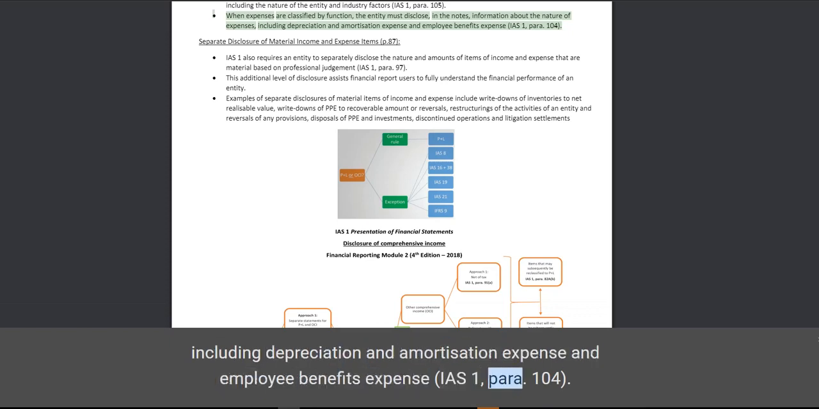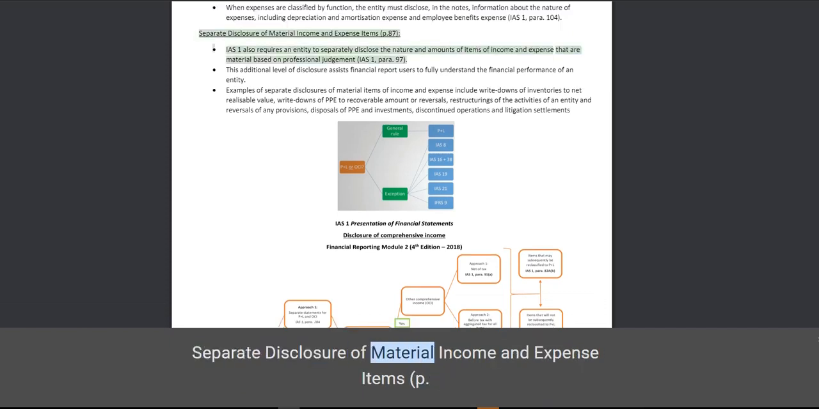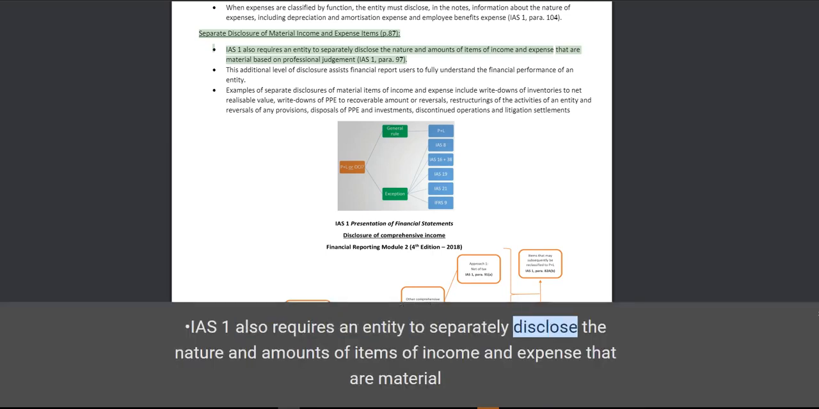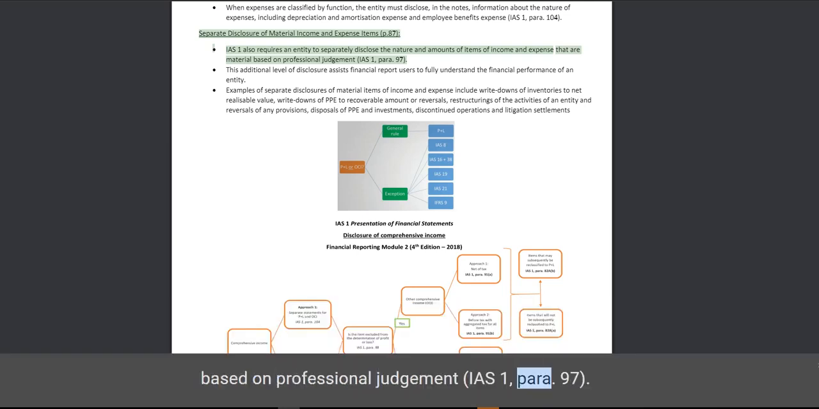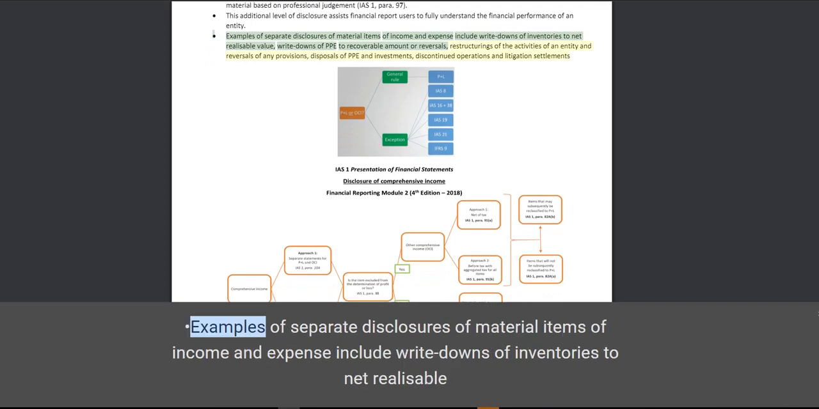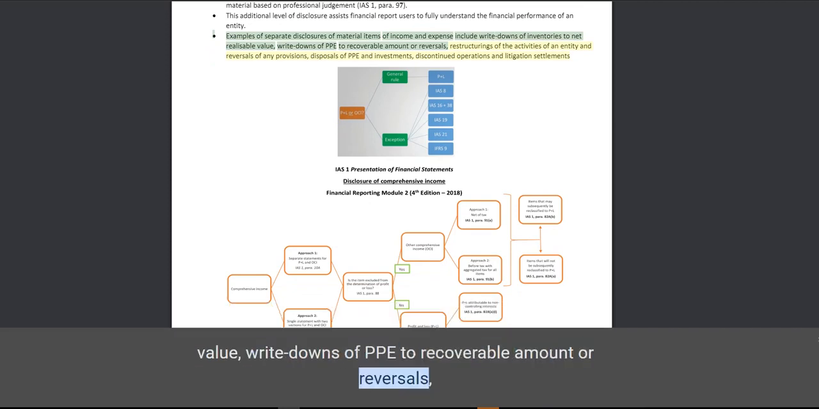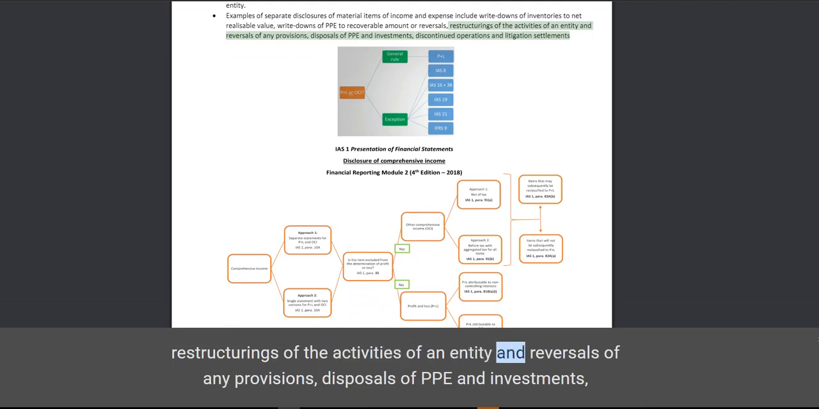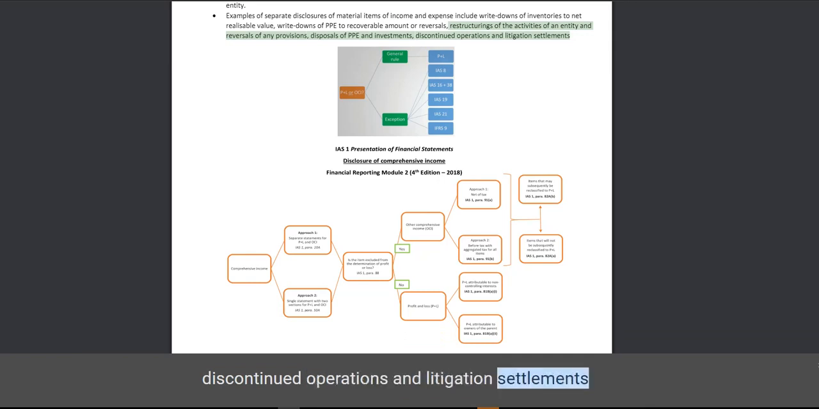IAS 1, para. 104. Separate disclosure of material income and expense items. P.87. IAS 1 also requires an entity to separately disclose the nature and amounts of items of income and expense that are material based on professional judgment. IAS 1, para. 97. This additional level of disclosure assists financial report users to fully understand the financial performance of an entity. Examples of separate disclosures of material items of income and expense include write-downs of inventories to net realizable value, write-downs of PPE to recoverable amount or reversals, restructurings of the activities of an entity and reversals of any provisions, disposals of PPE and investments, discontinued operations and litigation settlements.